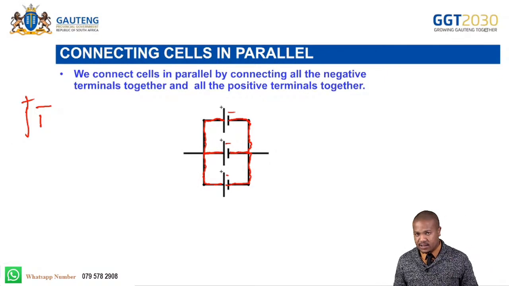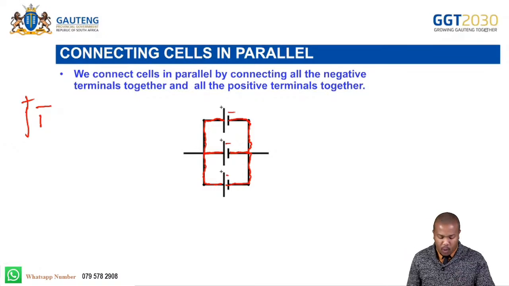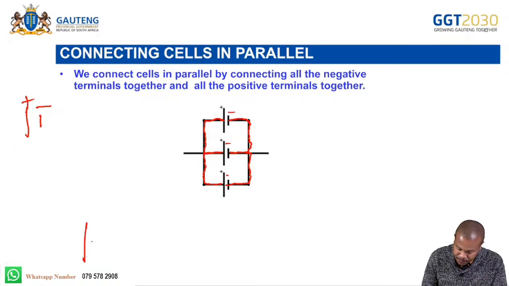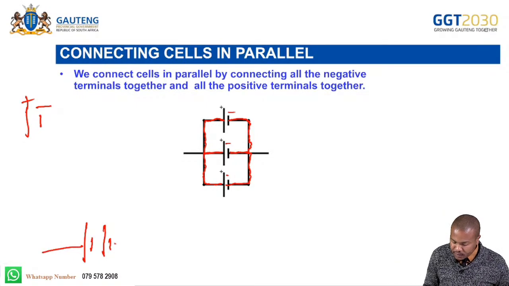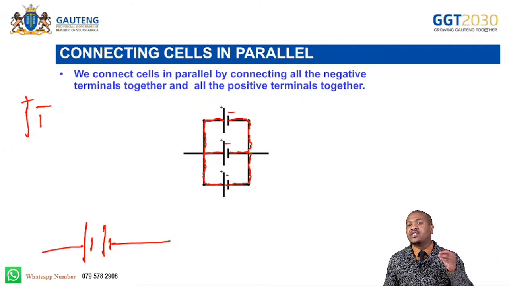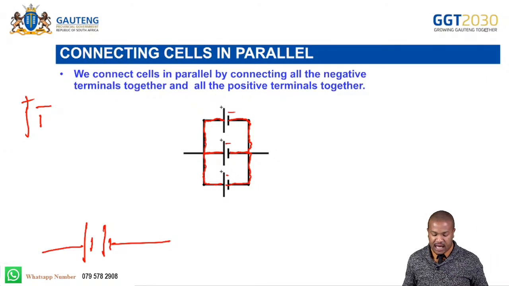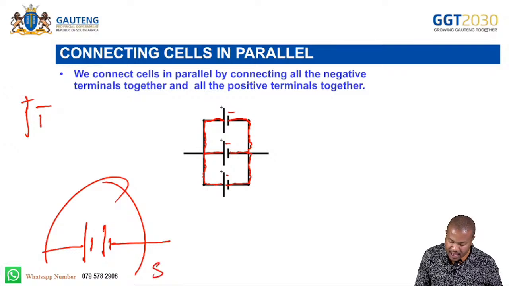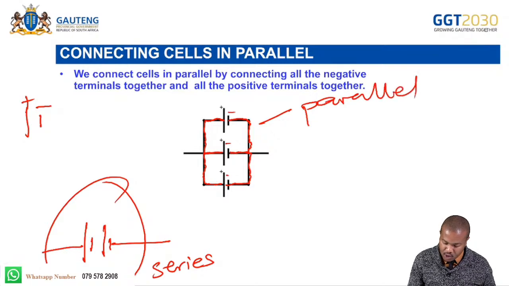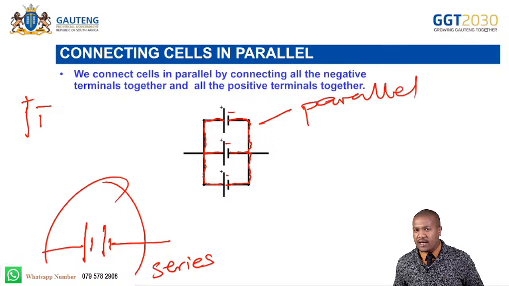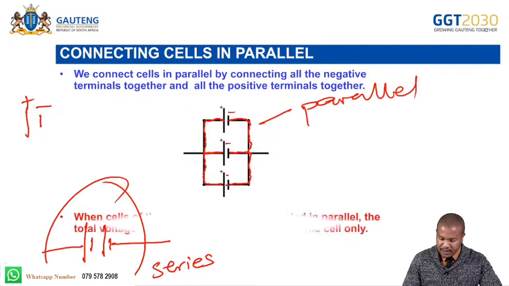Of cells, right? As compared to what? A series circuit, where you have a negative terminal of one cell connected to the positive terminal of the following cell. So this one is a series connection, but this one is a parallel connection. Are we together? So let's move on now.